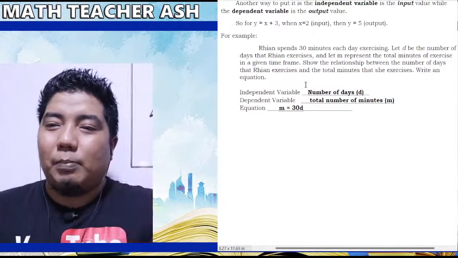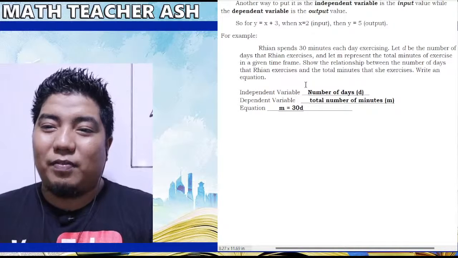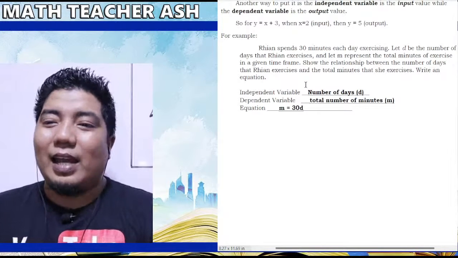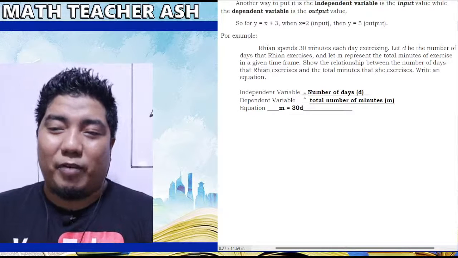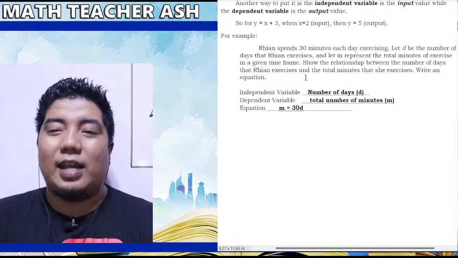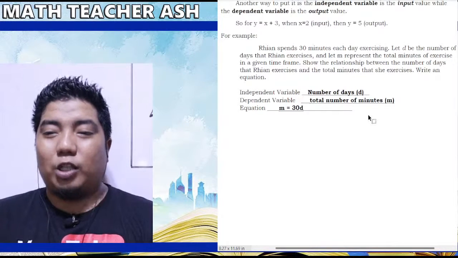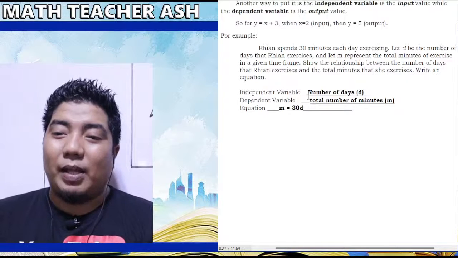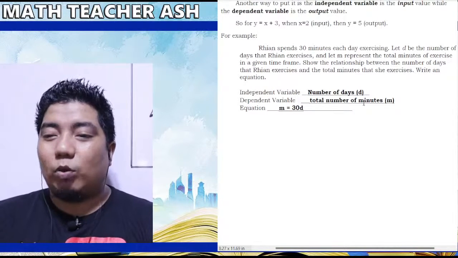Rian spends 30 minutes each day exercising. Let D be the number of days that Rian exercised, and let M represent the total minutes of exercise in a given time frame. Show the relationship between the number of days that Rian exercises and the total minutes that she exercises. Write an equation. So, we have here the independent variable, the number of days, that is D. The dependent variable is the total number of minutes.